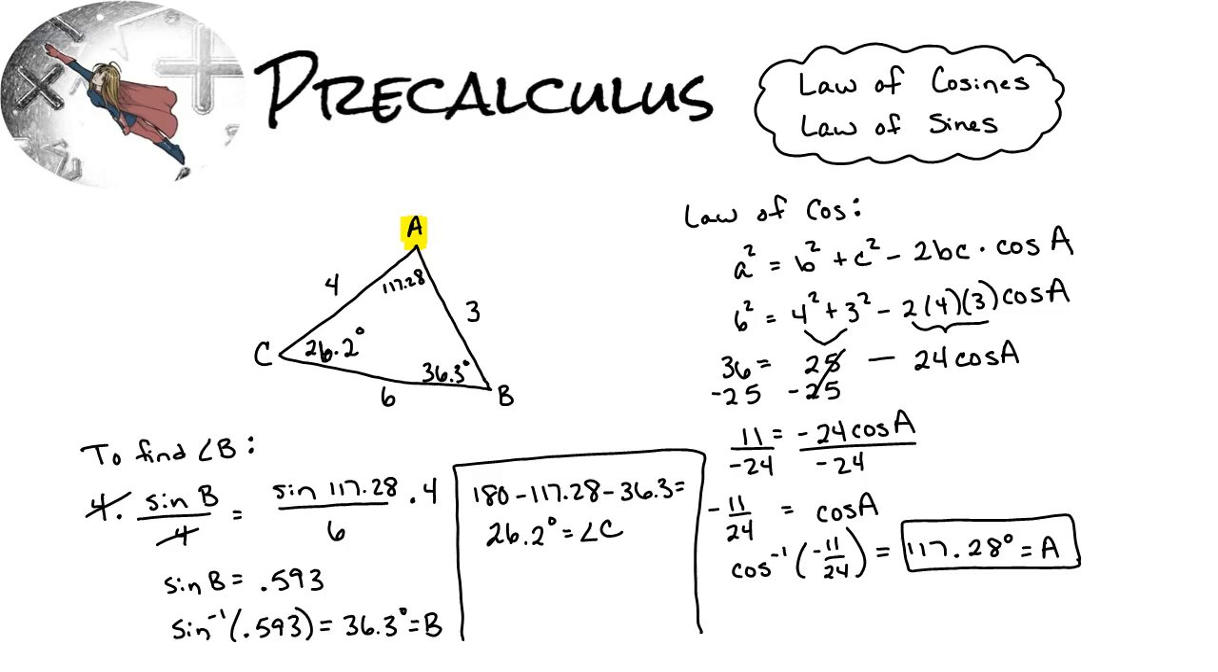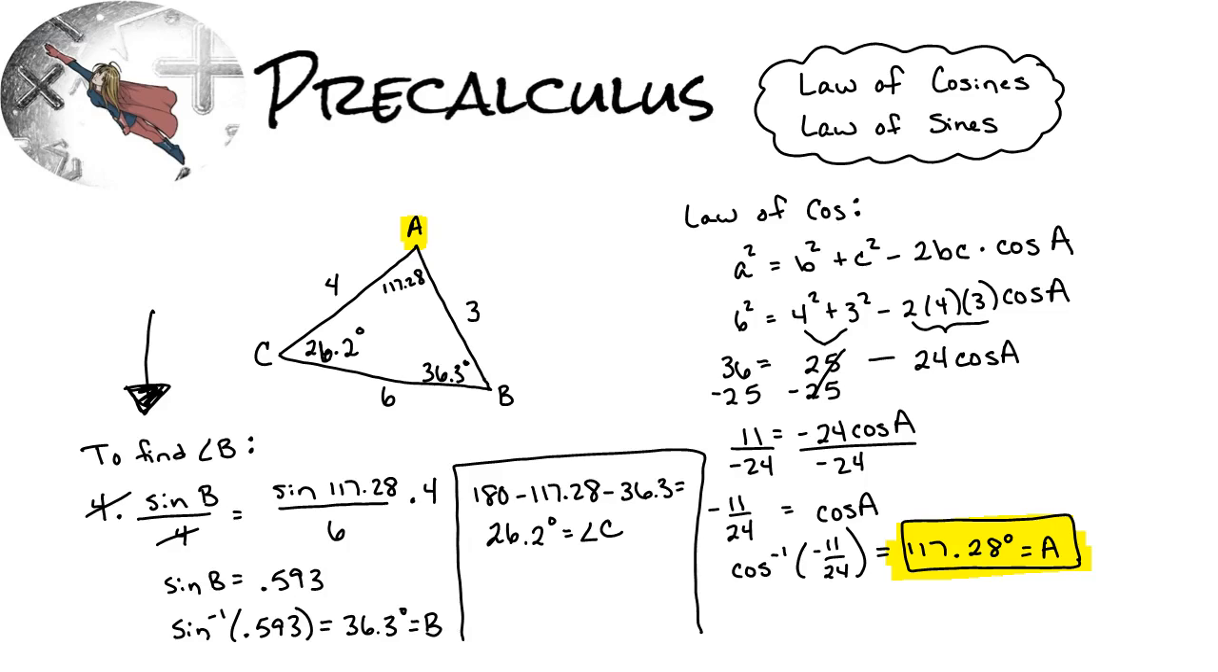Now I'm going to show you why solving for the biggest angle first using the law of cosines is so important. Let's look back here. For our first answer, we had this highlighted number. Angle A was 117.28 degrees. Now let's imagine that we didn't find angle A first, and we waited until this step over here to find angle A using the law of sines.